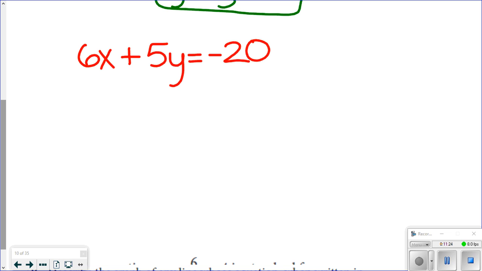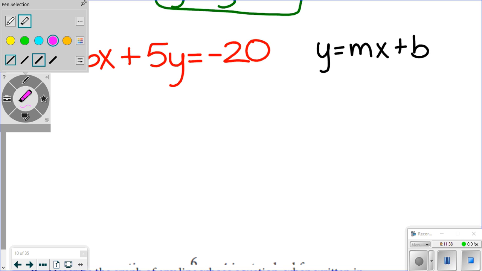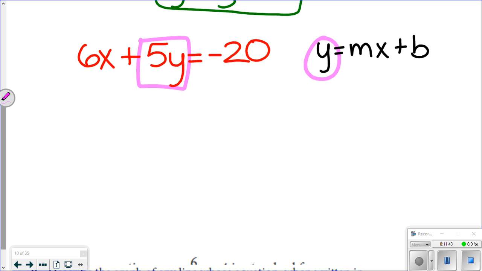Okay, we're going to do another example together. We want to convert this to y equals mx plus b. So what that means is I want to solve for y. I want y all by itself. So what do we need to move first? We need to subtract 6x. How do I know I'm subtracting? Because it's currently positive, so that's the opposite.